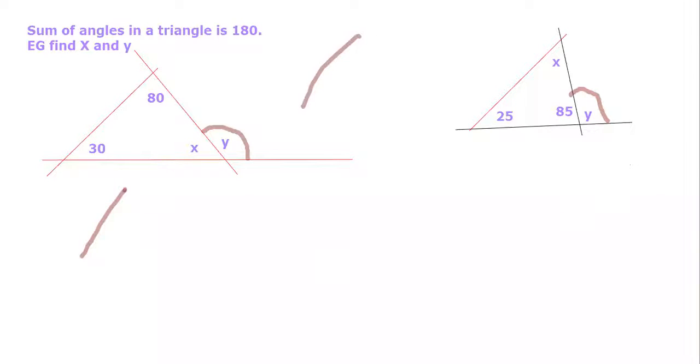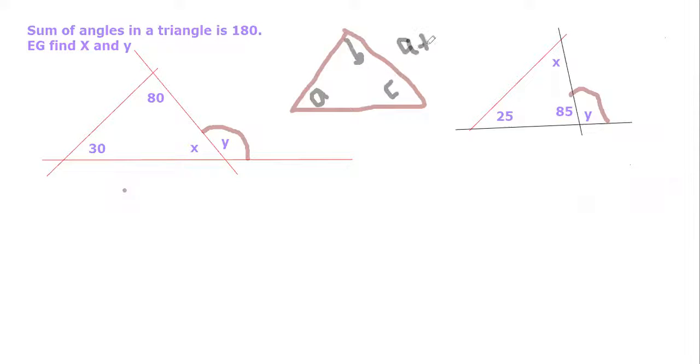If anybody gives you any triangle, the total sum of the angles in that triangle should be equal to 180. This is what I mean. If you have here A, B, C, then you know that A plus B plus C is equal to 180. Everybody knows this. It's something you've done since Year 6.